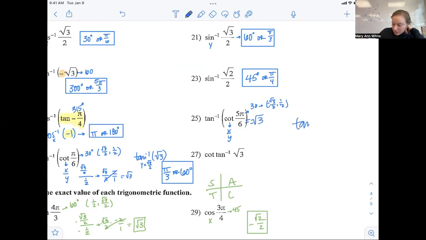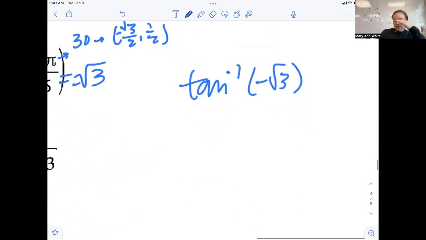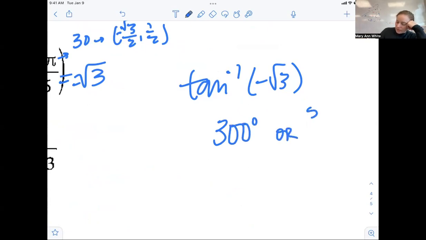So when I do inverse tan of negative root 3, which again is just like the one we just did, we did positive and got pi over 3 or 60. If I do negative, I'm going to subtract 60 from 360 and get 300. And that in radians is 5 pi over 3.